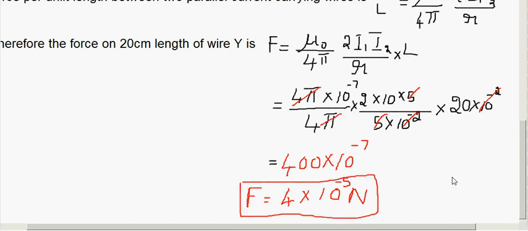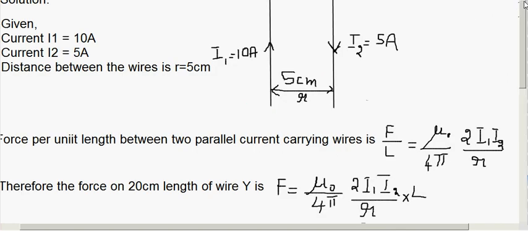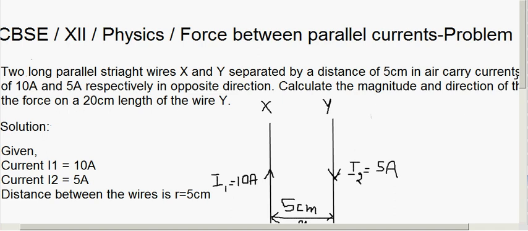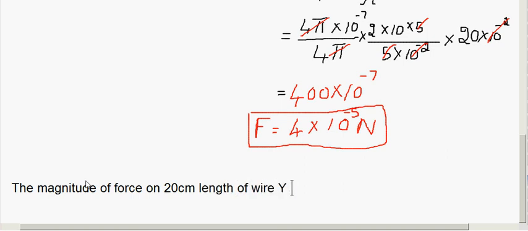So finally you can write, the magnitude of force on a 20 centimeter length of wire Y is 4 into 10 to the power minus 5 Newton.